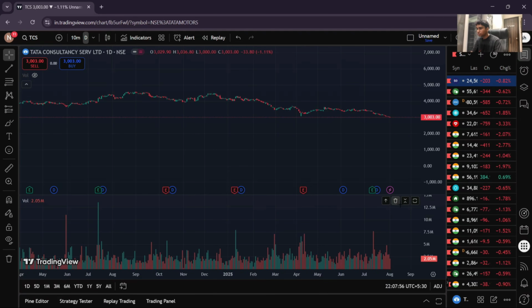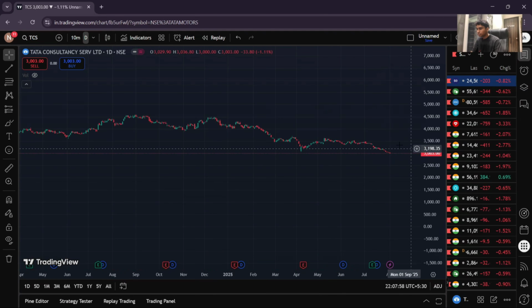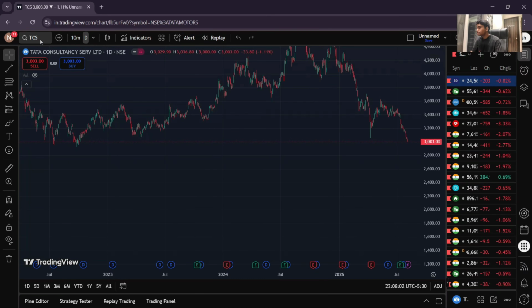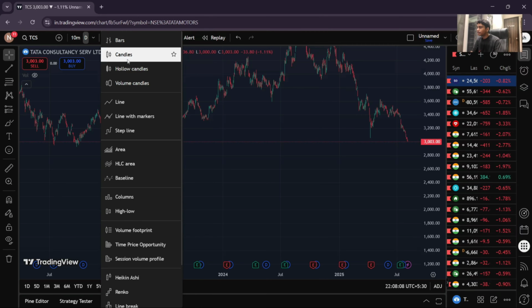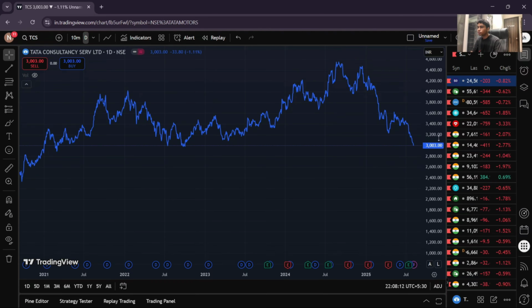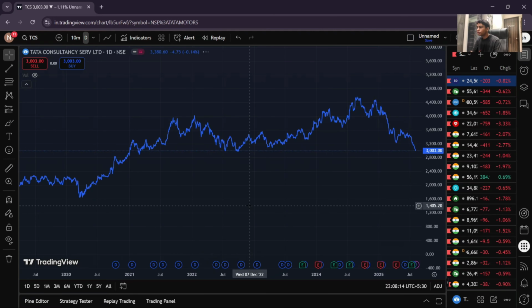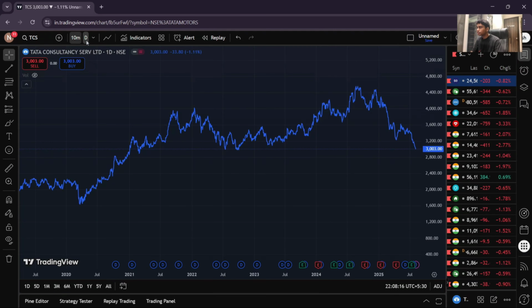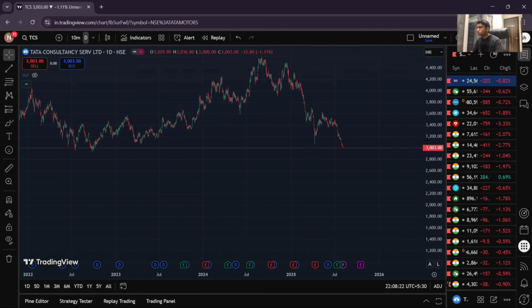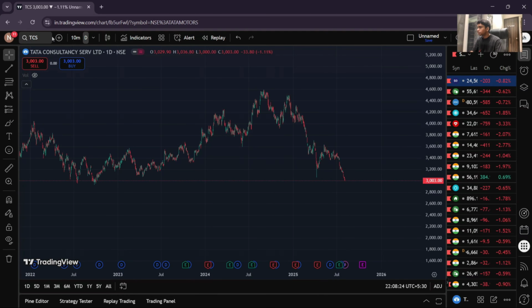I'll just remove this volume right now. Okay, fine. So this is the search bar, and this is the time frame. Then over here we have chart types. We have candlesticks. Then there is the line chart. This is the chart which is shown on Google and all. This is also a good way of reading the price. But candlestick is one of the best for reading the prices of a particular stock or particular asset.